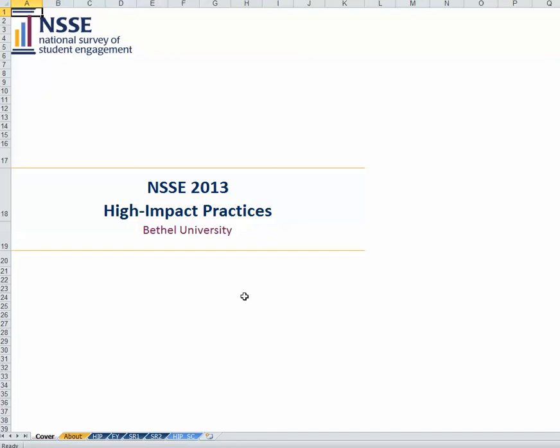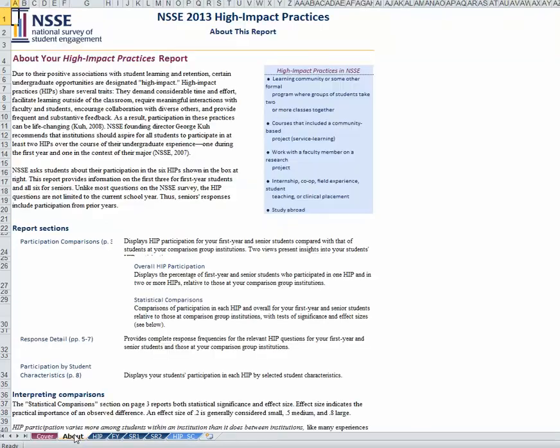This one is about high impact practices. This is actually a new report for NSSE to focus on the high impact practices, and I think it's a good change that they're making off of this. So you'll see what they consider to be the high impact practices based on their research.